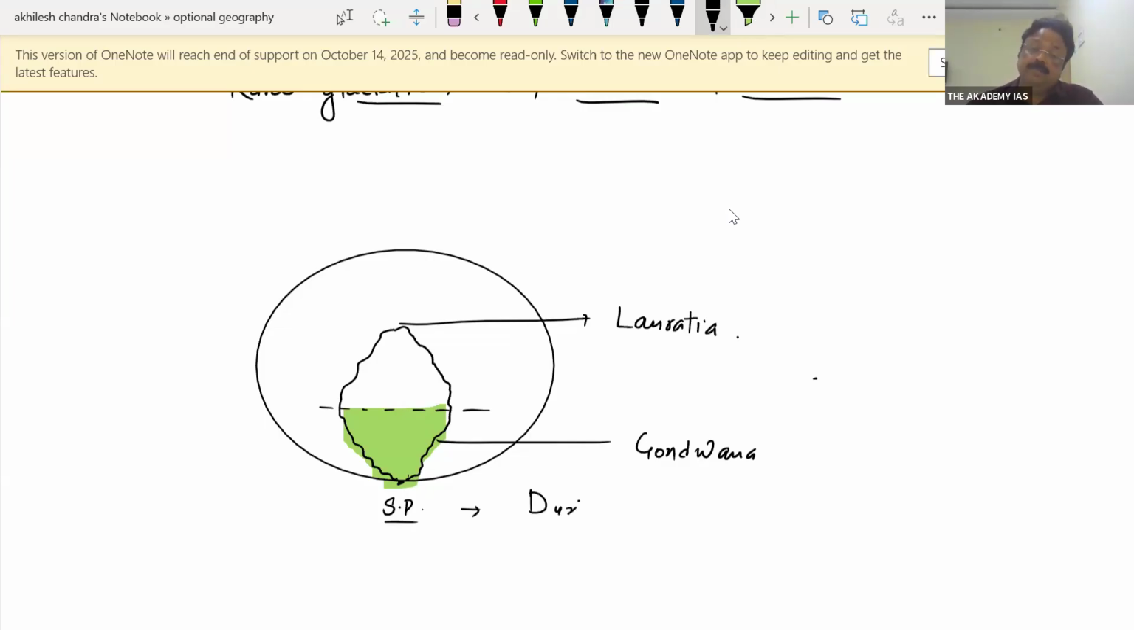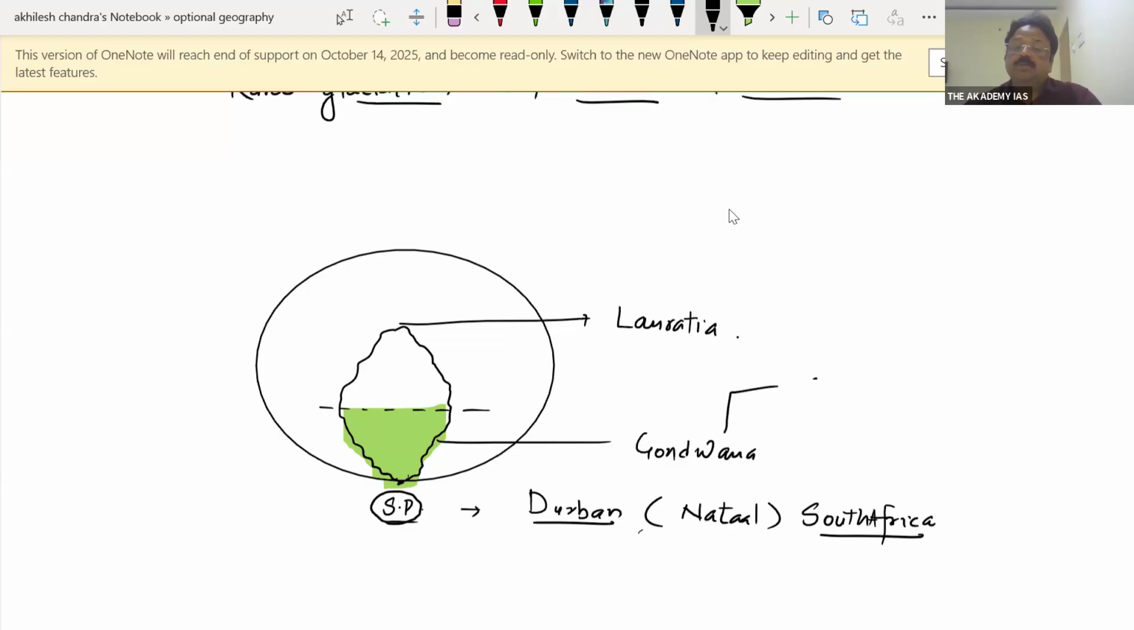Now, try to see Durban in South Africa, Natal region. So where is today's Durban? Okay, you will find Durban, South Africa. South Africa was actually located near the South Pole. This Africa, the southern tip of Africa, the Durban, is located near the South Pole. And due to this Karoo glaciation, you will find the entire Gondwana is going to have glaciated landform.